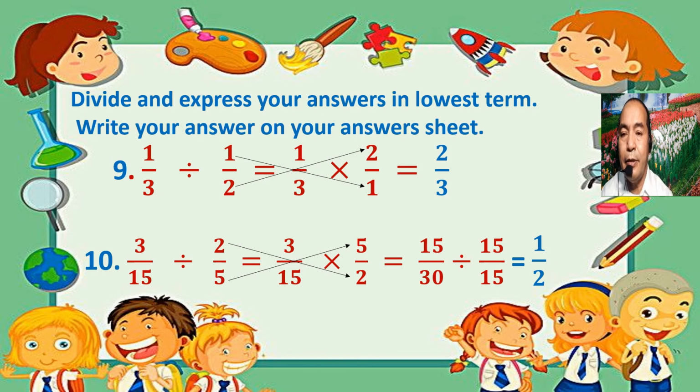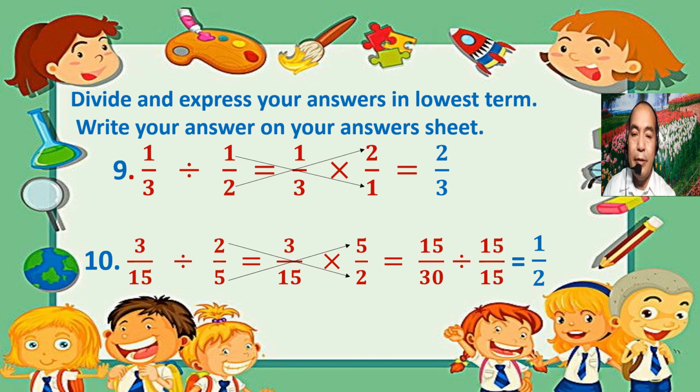Okay, let's go. Item number 10. Last number. 3/15 divided by 2/5. So 2 over 5 is to be inverted. So this will become 5 over 2. So 3 over 15 times 5 over 2. Multiply 3 times 5, we have 15. 15 times 2, we have 30. So we have 15 over 30.